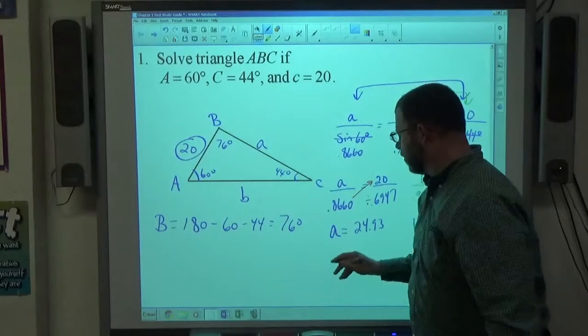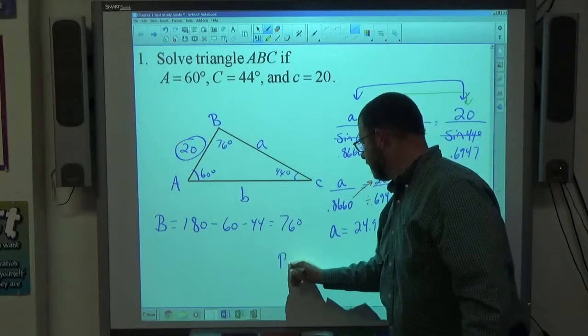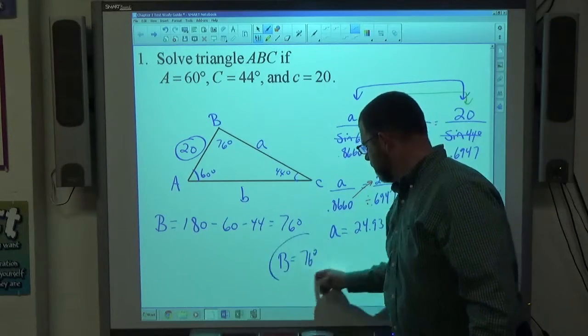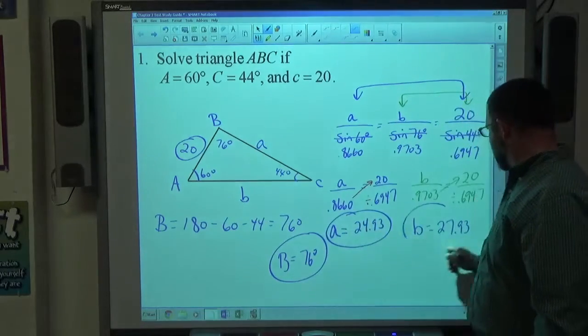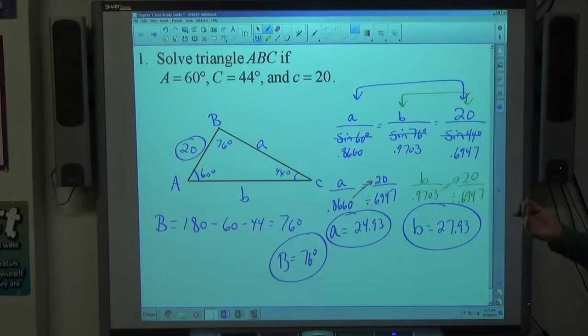So as far as solving this is concerned, we know B is 76 degrees. Side A is 24.93, side B is 27.93. And that's what solving a triangle is, find the missing parts. Law of sines for the first one.